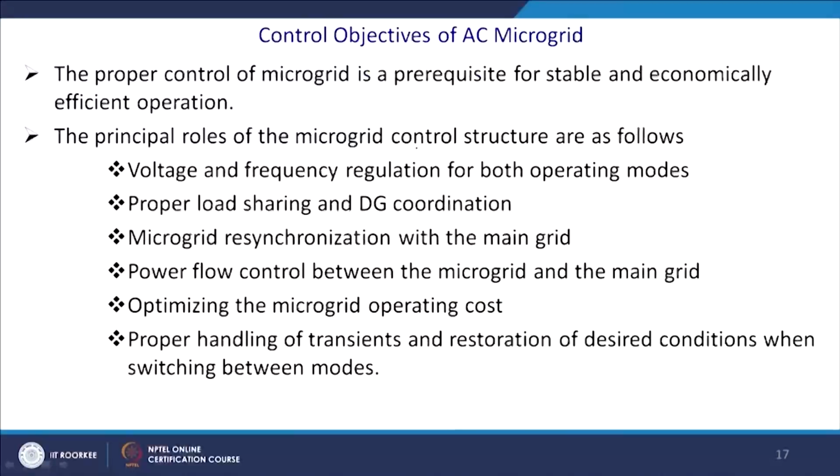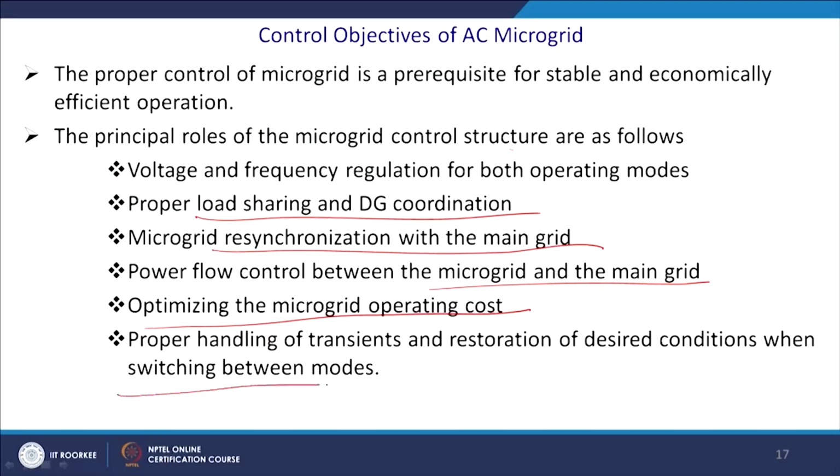The principal roles of the microgrid's control structures are as follows. Voltage and frequency regulation for both operation modes, it is possible for voltage and frequency both to be controlled. Proper load sharing and coordination between different DGs, because one can be a source, otherwise another will be a load, so this kind of problem will be there. Microgrid resynchronization with the main grid, and if required, you are trying to dispatch power to the main grid, that is also possible. Power flow between the microgrid and the main grid and vice versa, optimizing the microgrid operating costs, and proper handling of transients and restoration of the desired condition when switching between the different modes. So, these are some criteria we wanted to get into by this modeling.